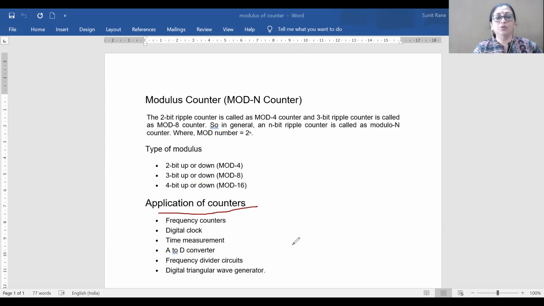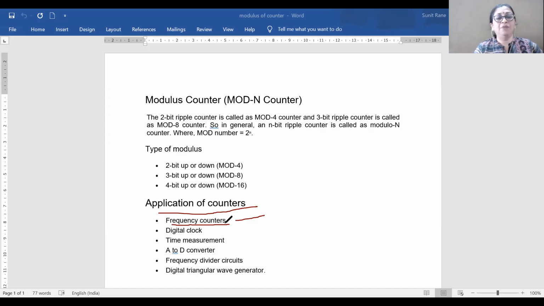Now, you should know what the applications of the counter are. Counters can be used for frequency generation because they work as divide by 2, divide by 4, divide by 8 frequency counters. If one frequency is applied to it, it will produce half of it, one fourth of it, one eighth of it, like that.